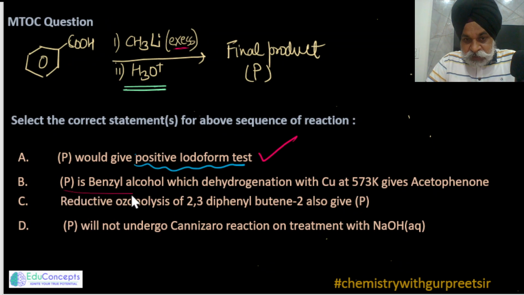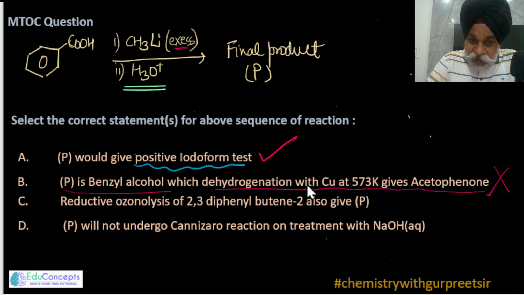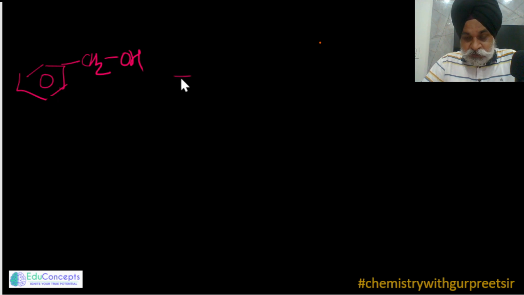Next: P is benzyl alcohol, which on dehydrogenation with copper at 573 K gives acetophenone. This in a way is a wrong statement. Otherwise, if I talk of benzyl alcohol converting to acetophenone, that in a sense would be correct, but P is not benzyl alcohol. So this option B is a critical one if you have not read it well in the paper. If they have simply given you benzyl alcohol, it would not change into acetophenone either.